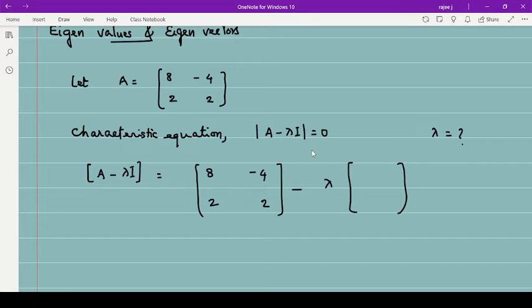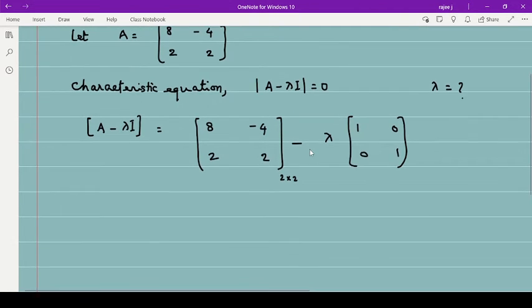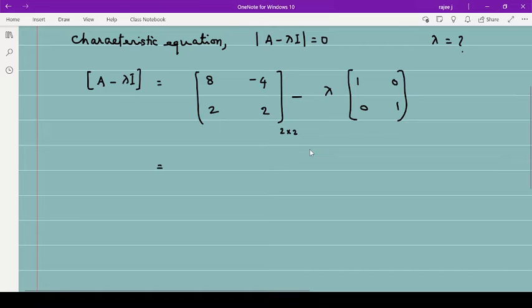Order 2, because whatever the order of this matrix, I will be of that same order. This matrix is of order 2 by 2, so here I will be an identity matrix of order 2. So here I will write 1 0 0 1. Now we will simplify this one. So here we will have 8 minus 4 2 2 minus lambda, take it inside: lambda into 1, lambda into 0, lambda into 0, lambda into 1. Now subtracting this one.